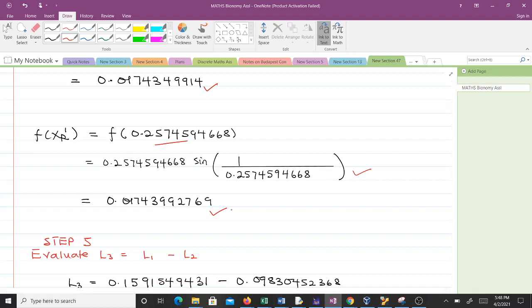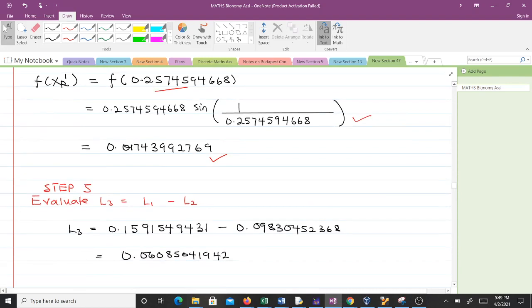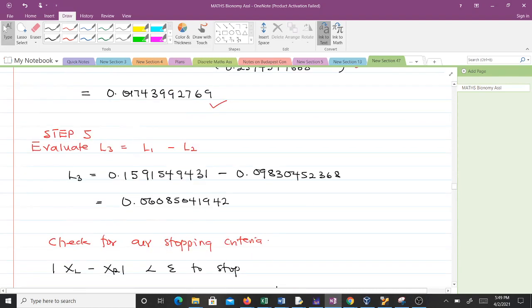So step 5 says that we should evaluate L3, which is equal to L1 minus L2. Doing that is going to give us this. So this is L1, this is L2. L1 minus L2 will give us this, which is L3.